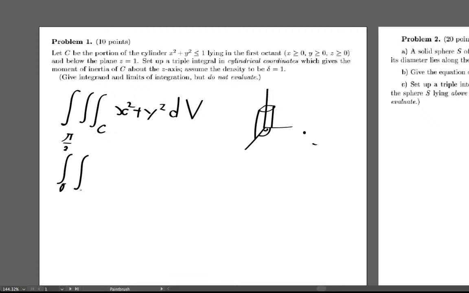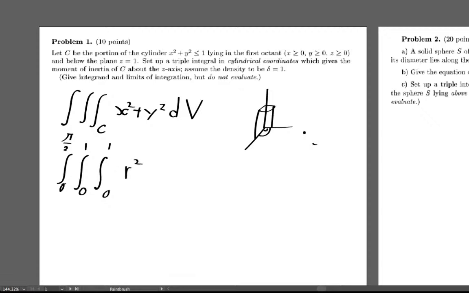Now, second thing, let's do the radius. In this case, it is simply from 0 to 1, because that's the furthest point that you could get from the z-axis. And then you want to do the last integral, which covers the z-axis, and in this case it's going to be from 0 to 1. In here we want to transform x and y into cylindrical coordinates, which means x would be r cosine theta and y would be r sine theta. But then this is going to be r squared.